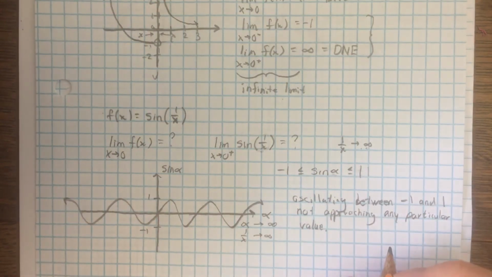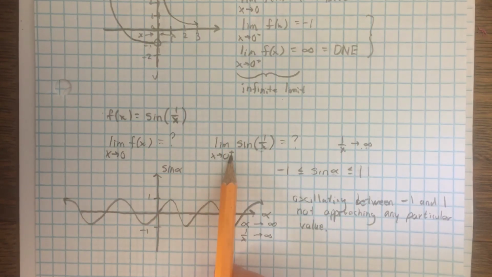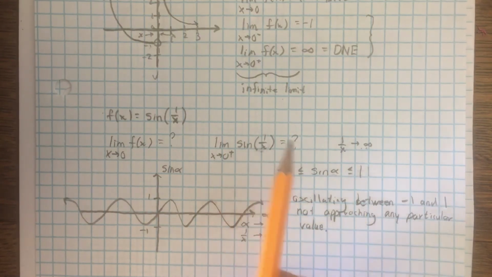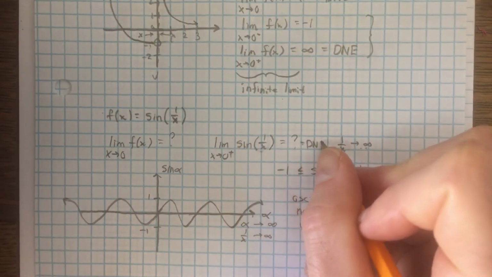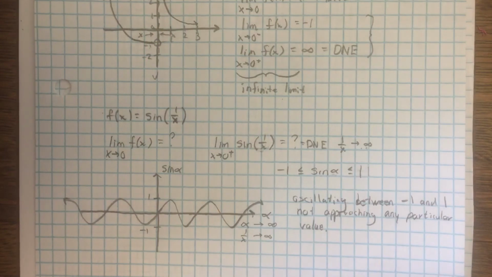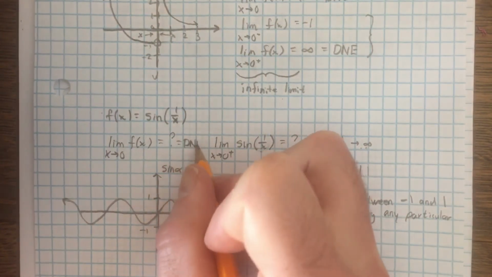So therefore, even without analyzing what happens as x approaches 0 from the left, although it will be quite similar, we already have the approach from the right as being DNE. So therefore, the overall limit is also DNE. Could not be otherwise.